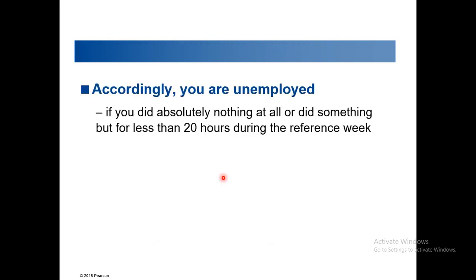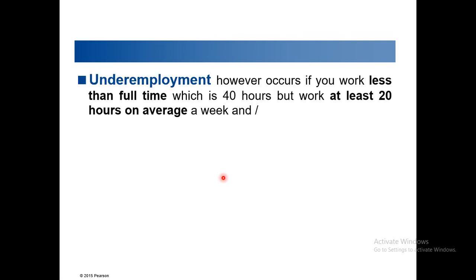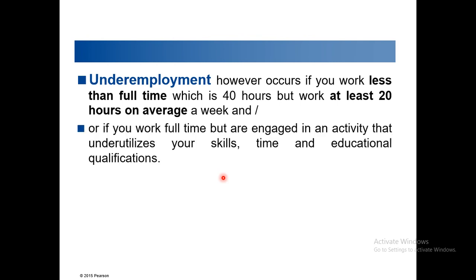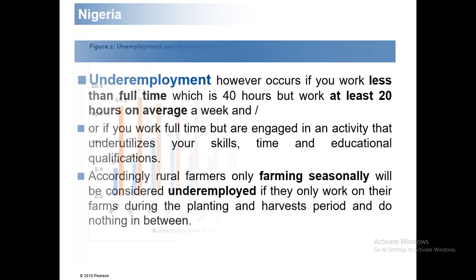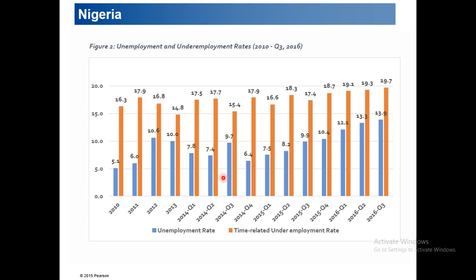You are unemployed if you did absolutely nothing at all or did something but for less than 20 hours during the reference week. Underemployment, however, occurs if you work less than full-time, which is 40 hours, but work at least 20 hours on an average a week, or if you work full-time but engage in activity that underutilizes your skills, time, and educational qualifications. So these are unemployment and underemployment rates from 2010 to 2016.